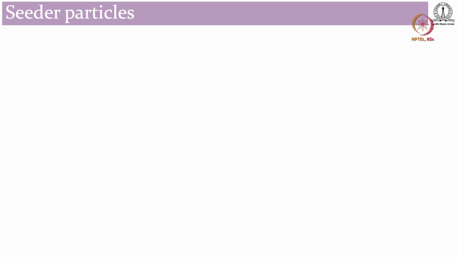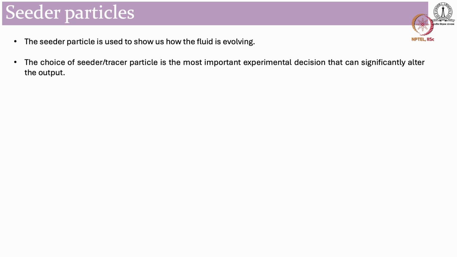These seeder particles are used to see how the flow is evolving in time and space, right? There are a lot of issues related to that, but it is one of the most important experimental decisions you should take, because if you take a bit larger or a smaller particle size, it can actually alter your results significantly, and this should be taken care of before starting your experiments.